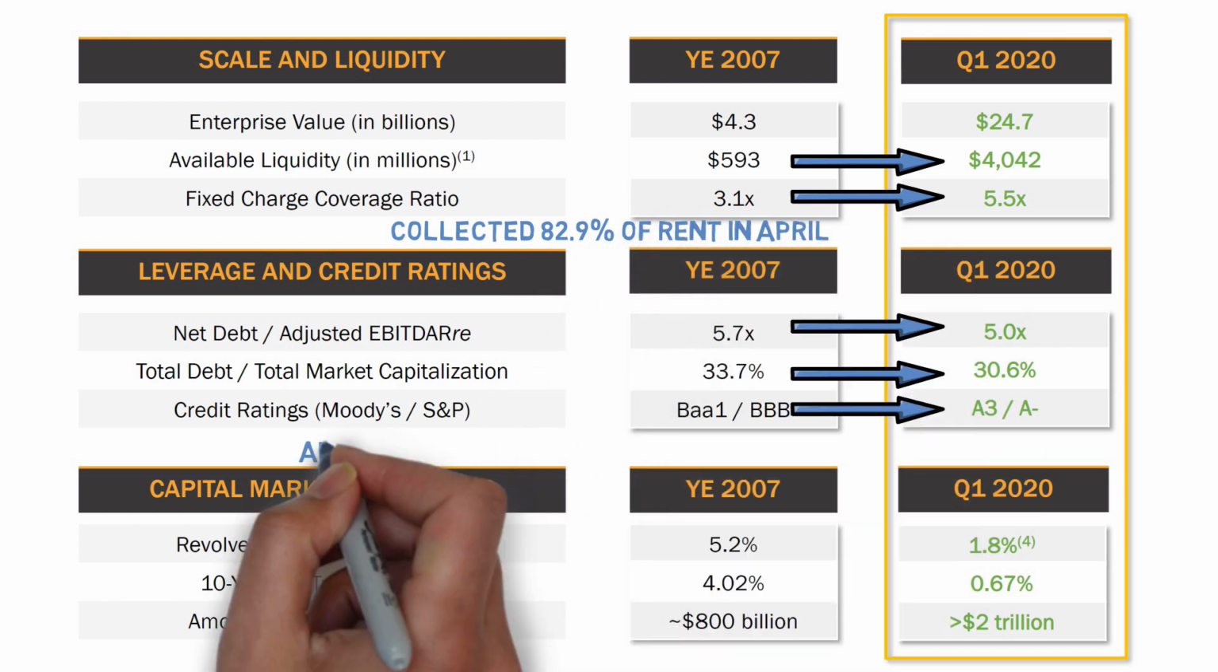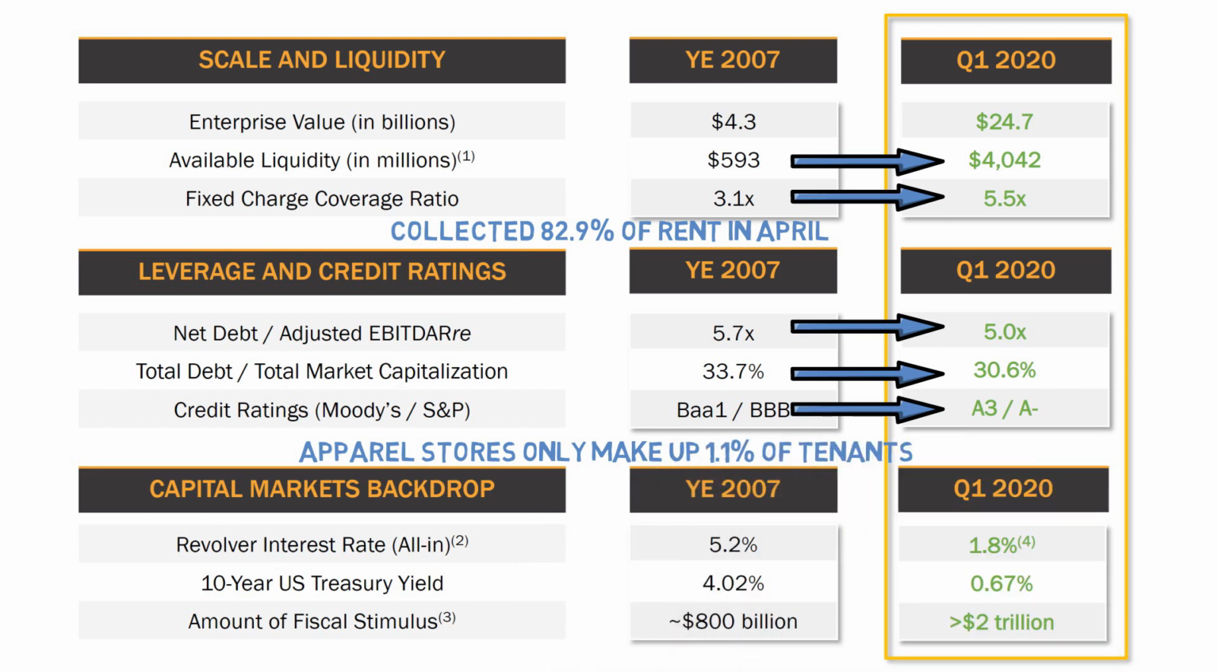Apparel stores only make up 1.1% of their tenants, and although some of their tenants are gyms, they have received or soon will receive hundreds of thousands of dollars in forgivable loans from government programs. Although the movie theaters in their portfolio may pose a problem, they are only about 6% of the portfolio. This is a good example of the importance of diversification.